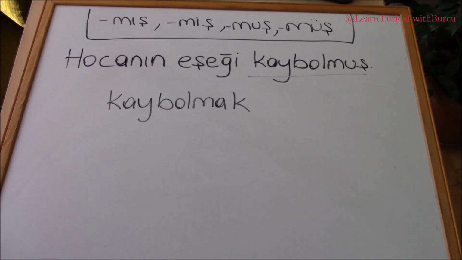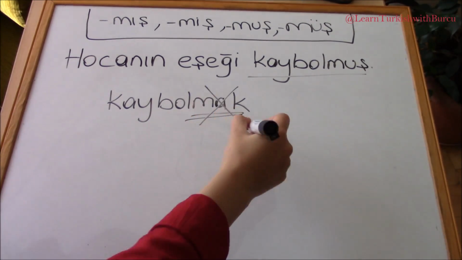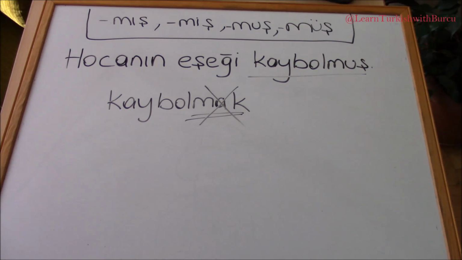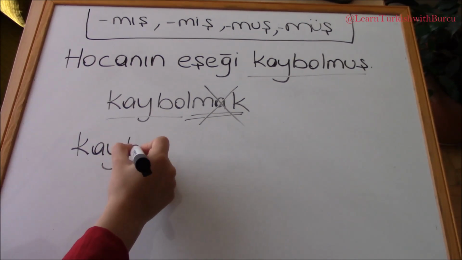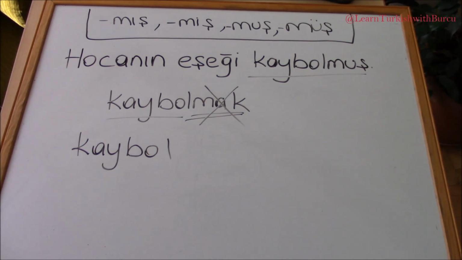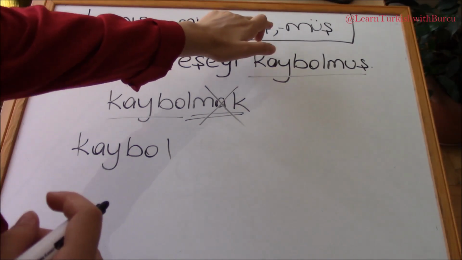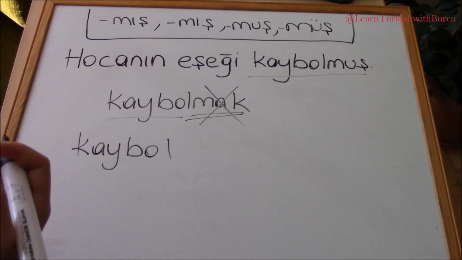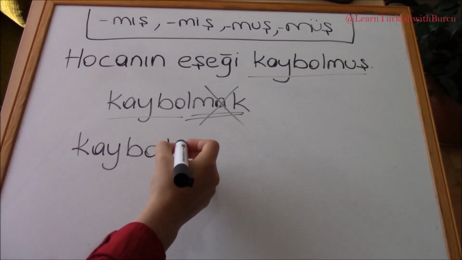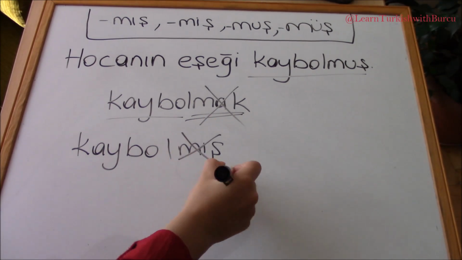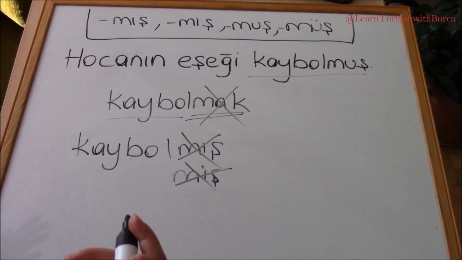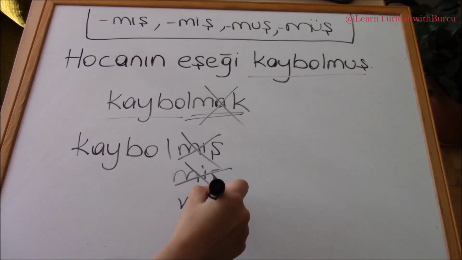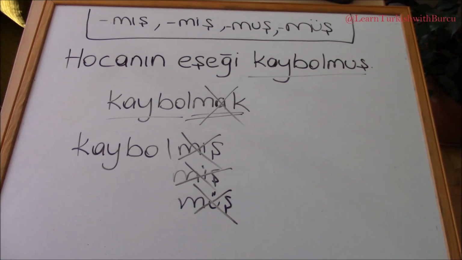Kaybolmak. Now, how do we add these suffixes to the verb? We remove our infinitive suffix, okay? Mak suffix. And then we take the stem of the verb, kaybol. Now, we are going to choose a suffix from them. Which one is the right one? It all depends on the vowel harmony. You cannot use mış. You cannot use miş. We don't say kaybolmış. You cannot use müş. It's not right in terms of vowel harmony.